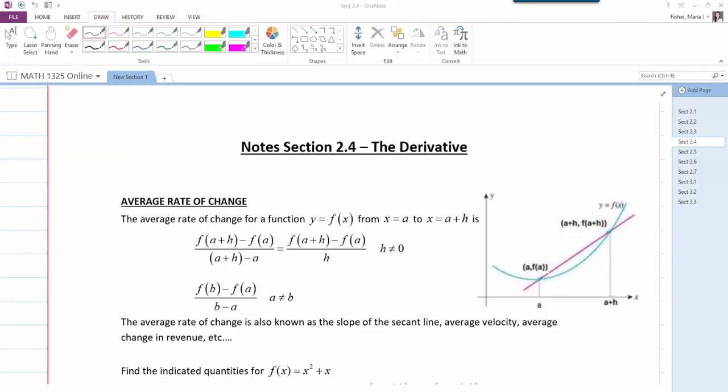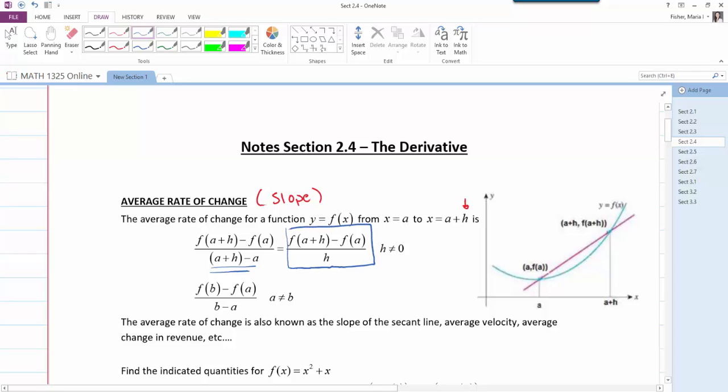Well, before we can get to that, let's remember how to find slopes of lines. Let's start with average rate of change, which is another word for slope. The average rate of change of a function y equals f of x from x equals a to x equals a plus h, so movement away from a, is f of a plus h minus f of a all over a plus h minus a. If we clean up this denominator, the average rate of change equals f of a plus h minus f of a all over h.